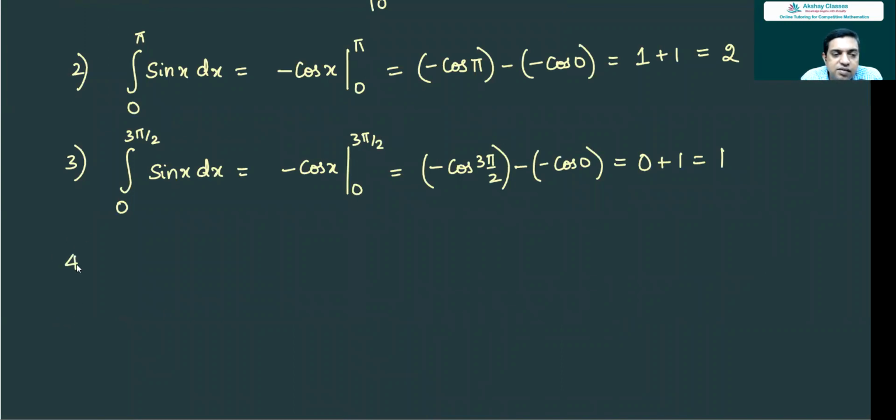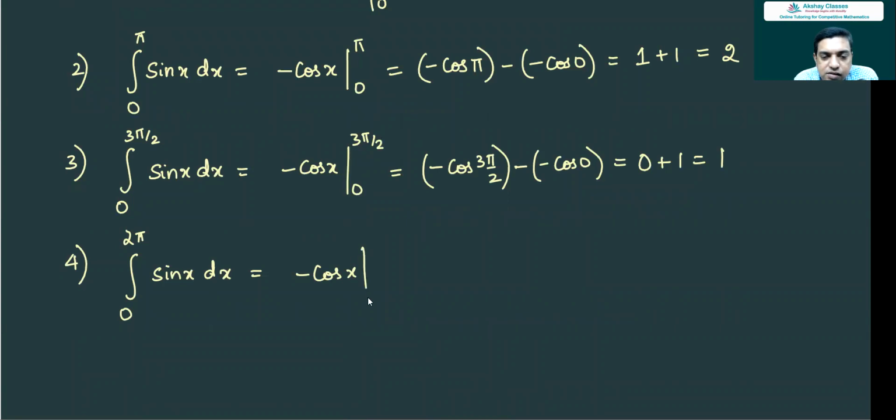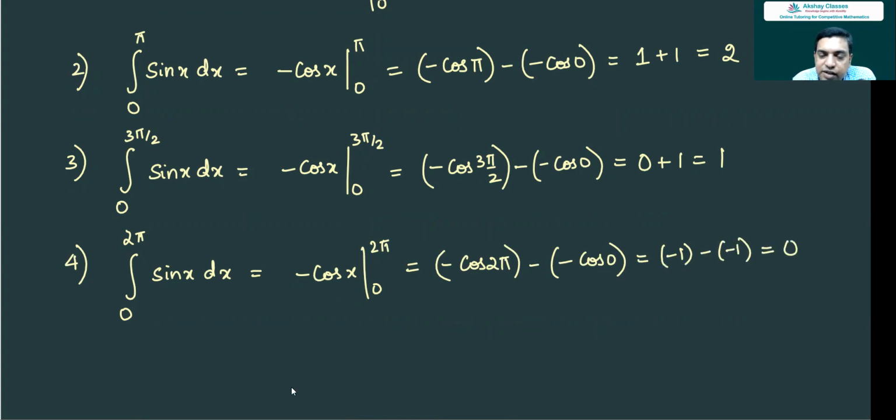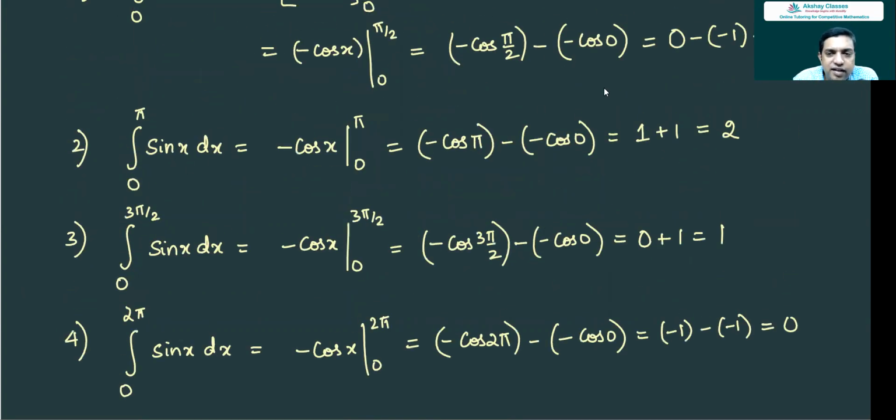Next, the last one. Integral 0 to 2 pi sin x dx. What will this be? Minus cos x from 0 to 2 pi, minus cos 2 pi minus cos 0. So this is minus 1 minus of minus 1, which is 0. Integration is a matter of adding areas.